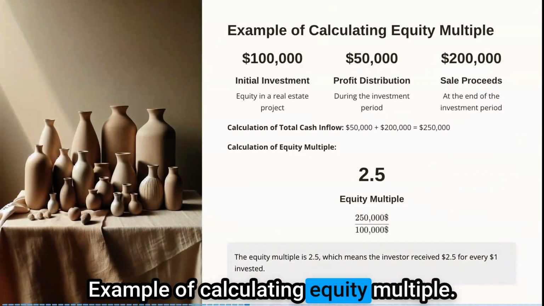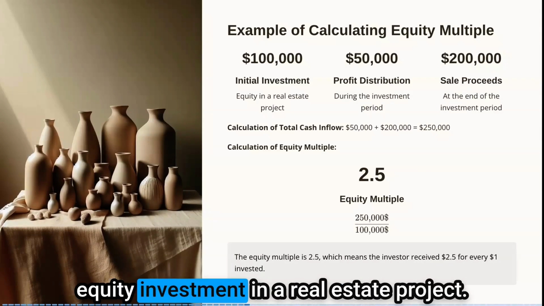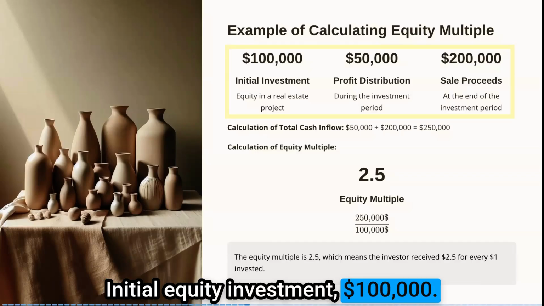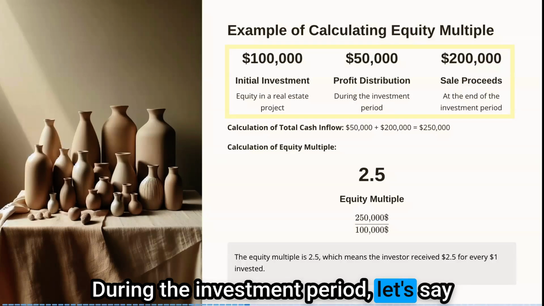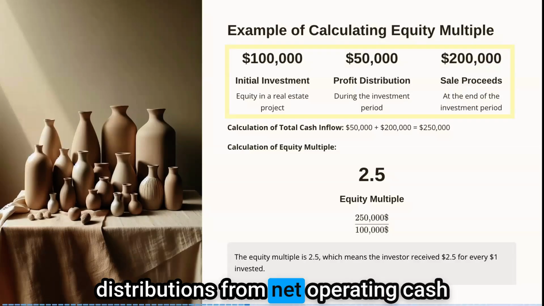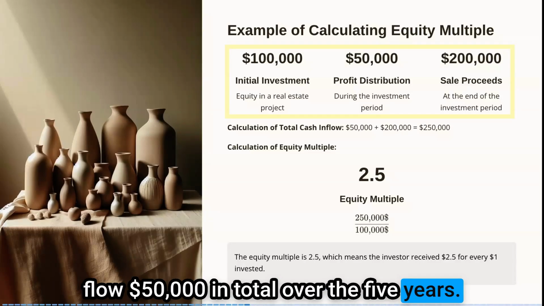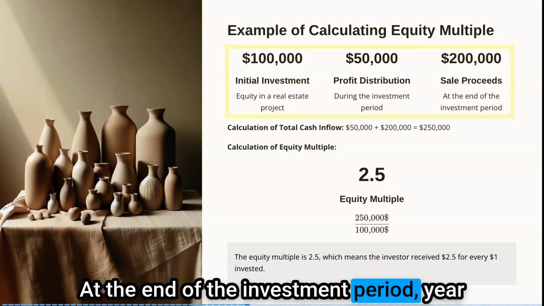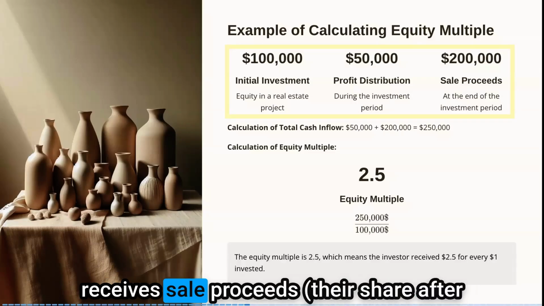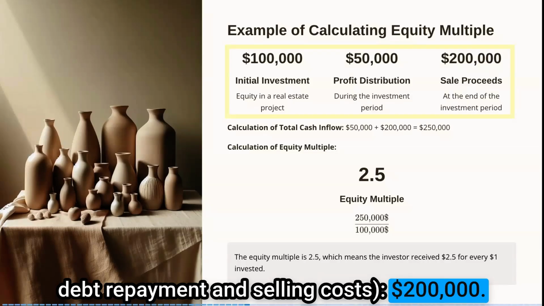Example of calculating equity multiple. Imagine an investor makes an initial equity investment in a real estate project. Initial equity investment, $100,000. During the investment period, let's say 5 years, the investor receives profit distributions from net operating cash flow, $50,000 in total over the 5 years. At the end of the investment period, year 5, the property is sold and the investor receives sale proceeds, their share after debt repayment and selling costs, $200,000.